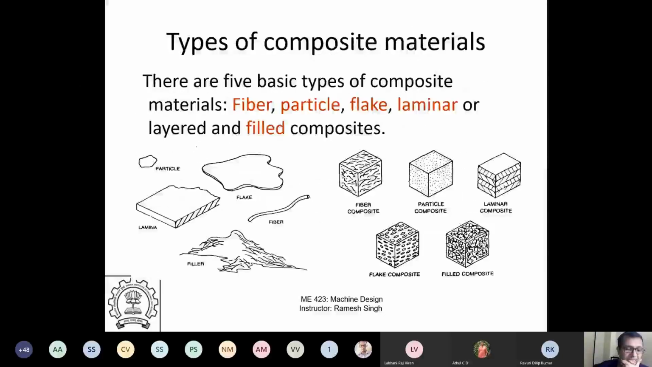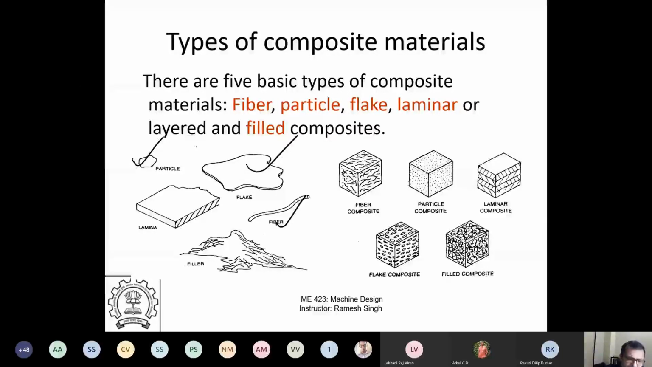So basically, when you make composite materials, you can put in fiber, flake, particle, or you can have lamina. You can create directional lamina. I'll actually derive a nice thing for you to tell you, if you have fibers, what kind of enhancement in property you get. Okay.